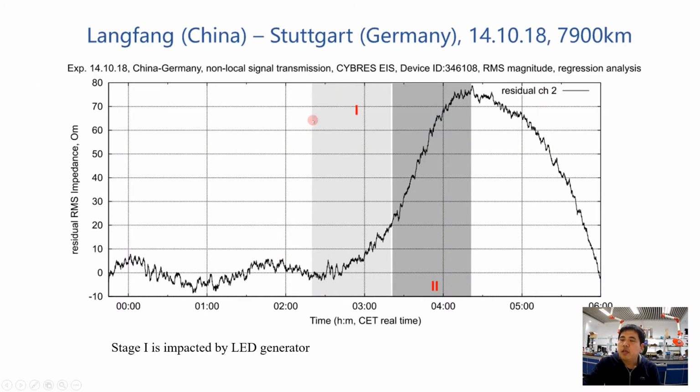Stage 1 is impacted by the LED generator. We can see before the impact time, the sensor is already very stable, but after being impacted by the LED generator, the impedance grows up to 20 ohms. So we can see both the LED generator and EIS have very good performance. I think the LED generator can be used as a standard tool for checking other torsion field sensors.